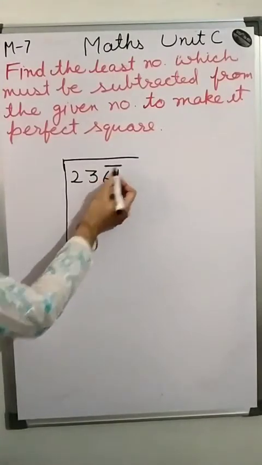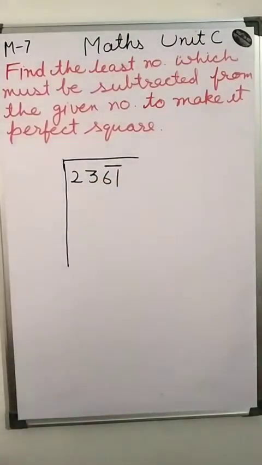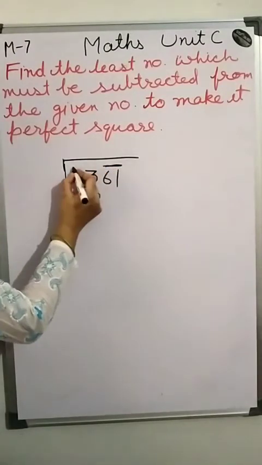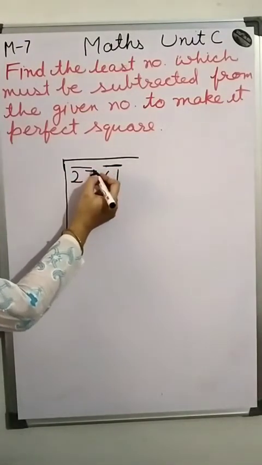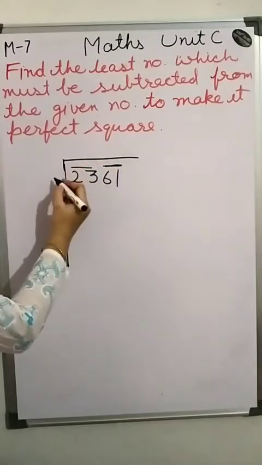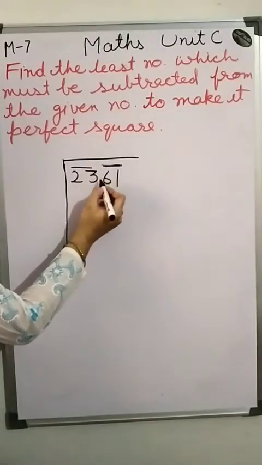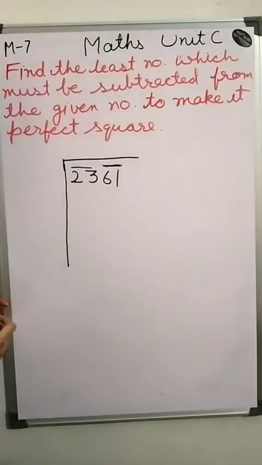you put a bar over every two-digit number. Every two-digit number from the right. From this direction. These bars of every two-digit number. Okay.